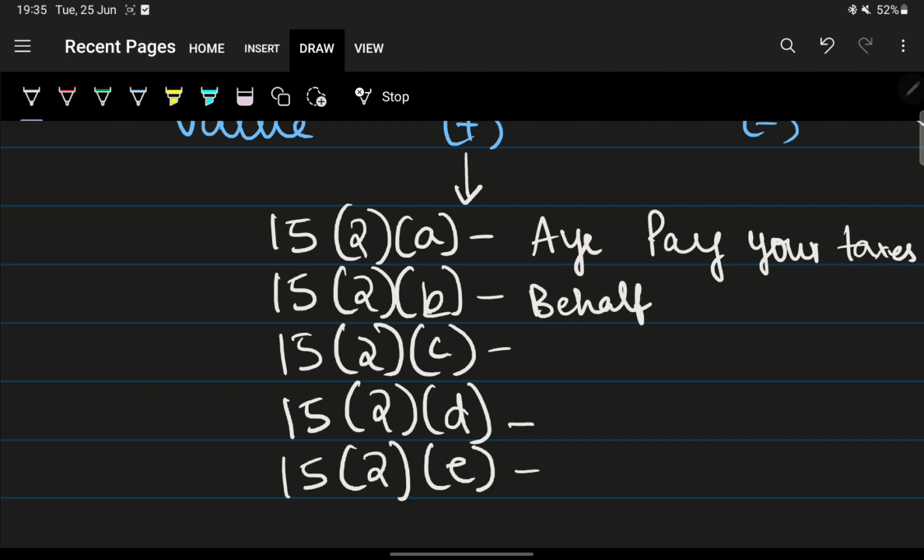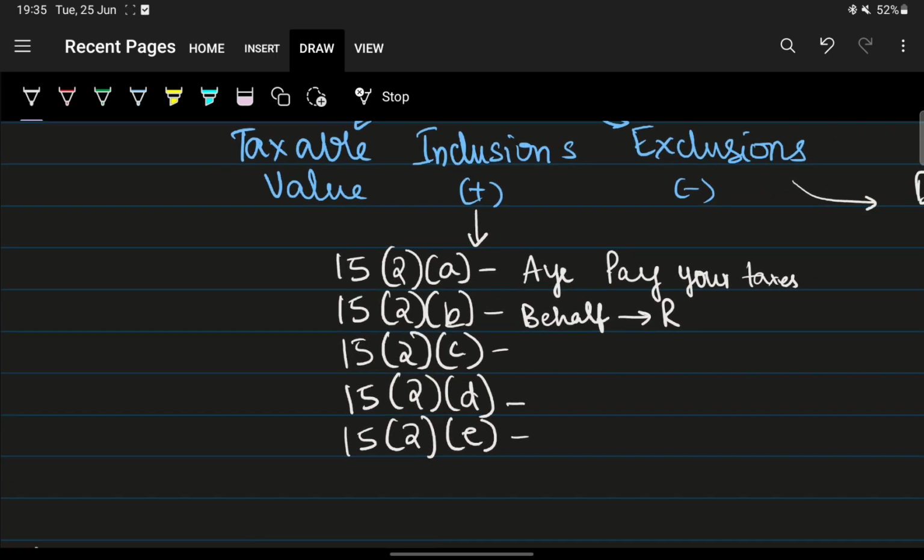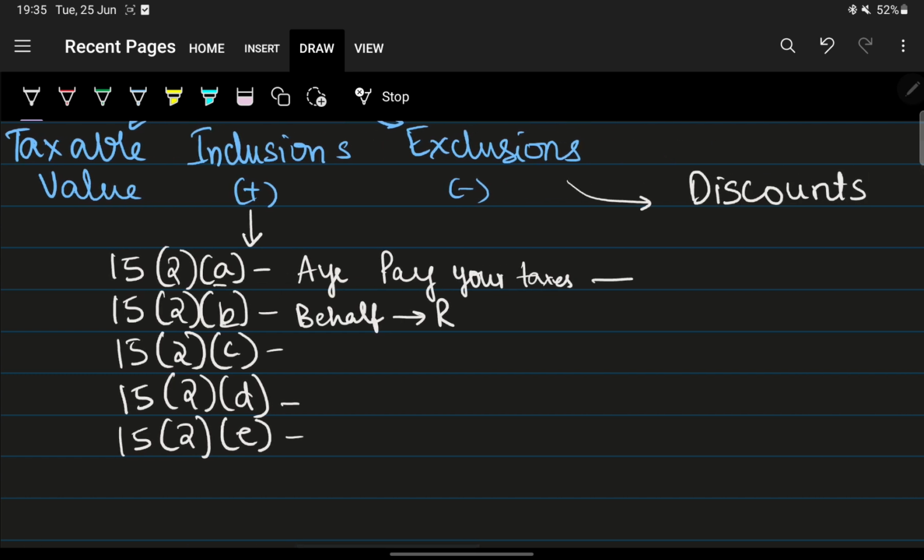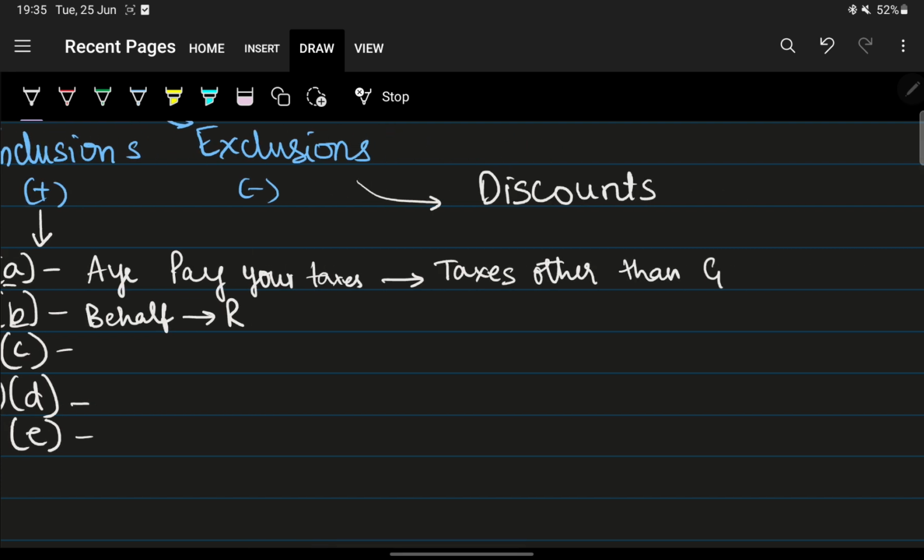What are we doing on behalf? What is the recipient doing? The recipient is paying on behalf of the supplier. He's paying a third party on behalf of a supplier, right? So in clause A, it is A, pay your taxes. What is in that? Any taxes other than GST and TCS. Other than GST and TCS, any other taxes have to be added.